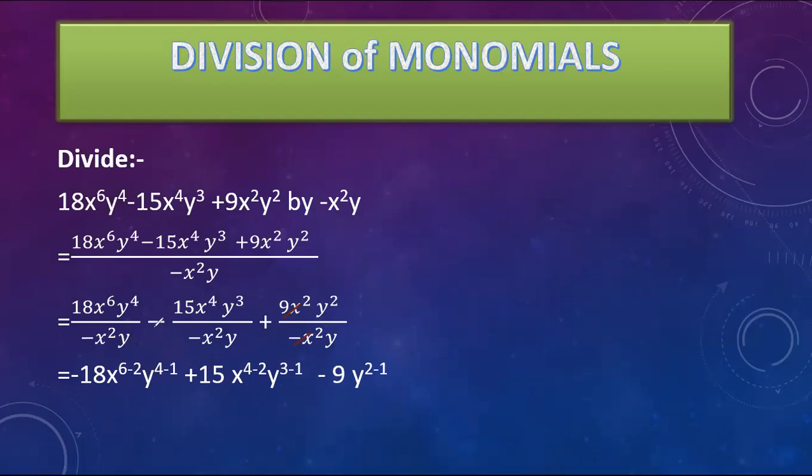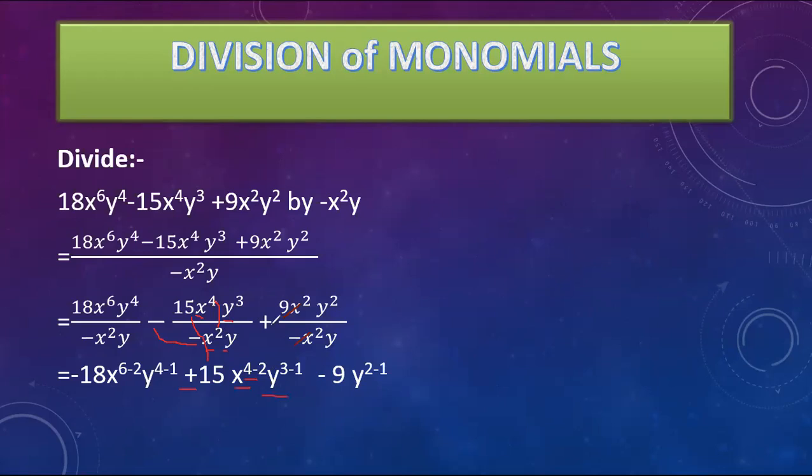Clear? Now look at the sign. Here the minus sign is here and here the minus sign is here. So minus minus becomes plus. 15 will be copied as it is. Now here, look at the bases of these variables, x and x. So I can subtract this 2 from 4. I can write x power 4 minus 2. Now here, look at the bases, y and y. So I can write y power 3 minus 1.